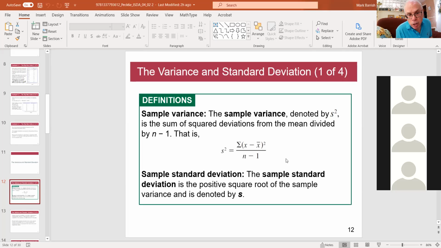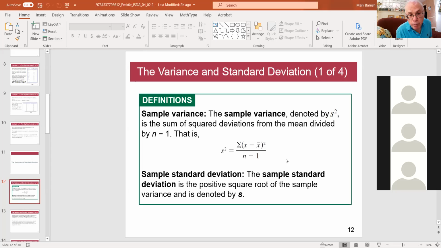So what do you think you need to do to get back to the original units of measurement? If you're squaring something, what do you have to do? If you want to get back to inches, if we're in squared inches, well, it says it right here. If you look just below that formula, it says take the positive square root.